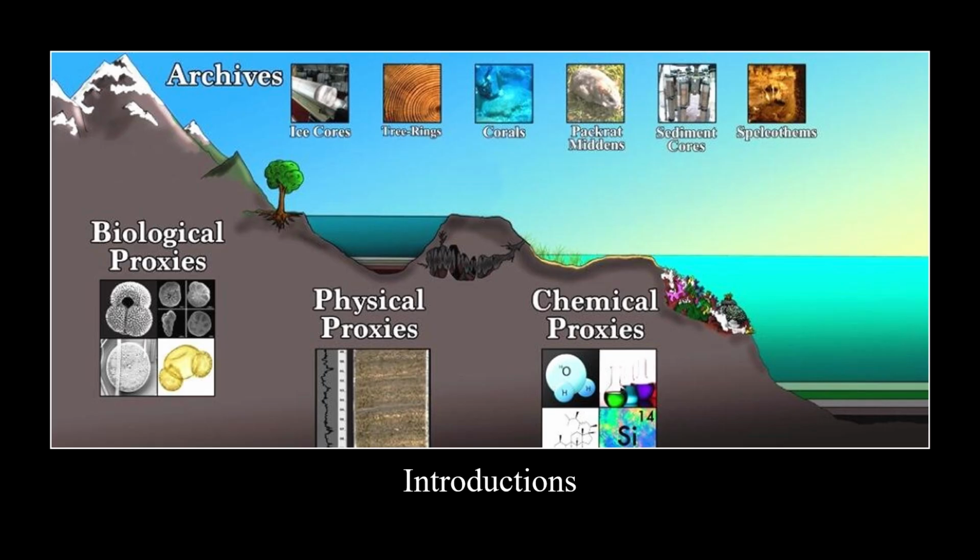A paleoclimate proxy is a natural recorder that can be found in ice cores, tree rings, or sediment layers that preserves information about past climate conditions, allowing scientists to reconstruct past climate patterns. Today, I will be talking about chemical paleoclimate proxies, which are geochemical signatures that are often measurements of chemical elements preserved in natural archives that could be analyzed to reconstruct past climate conditions.